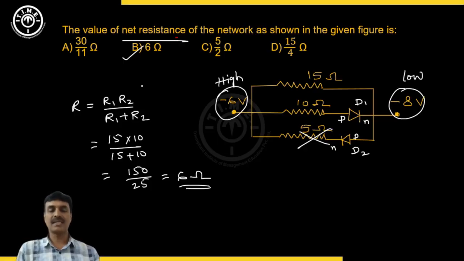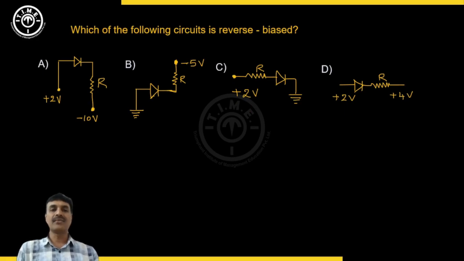Okay. So this is the question purely based on forward and reverse bias modes of the diodes. You need to identify which diode is in forward bias mode, which diode is in reverse bias mode. Then easily you can answer these questions. Another question, which of the following circuits is reverse biased? Which is in reverse bias mode?